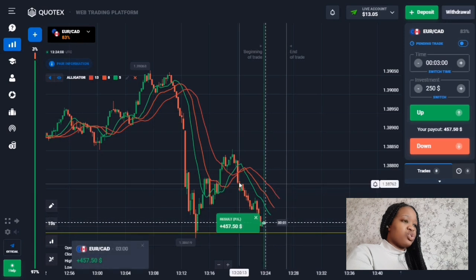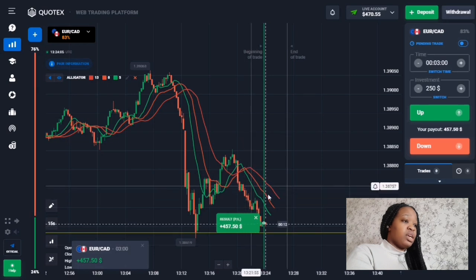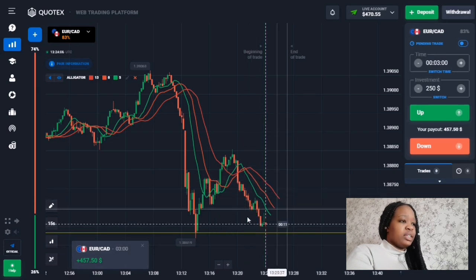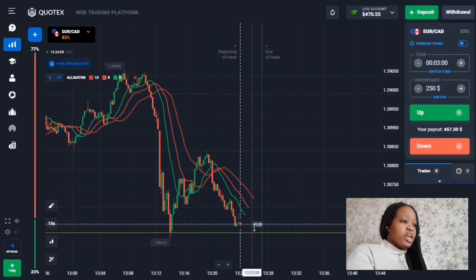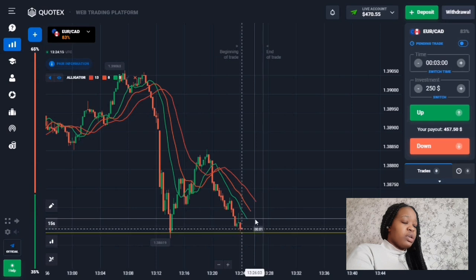Well, analyzing this trade, price trended down and it has brought me my profit from this trade. The time was chosen correctly and the indicator showed a very good entry point. So everything is going great. So let me continue.